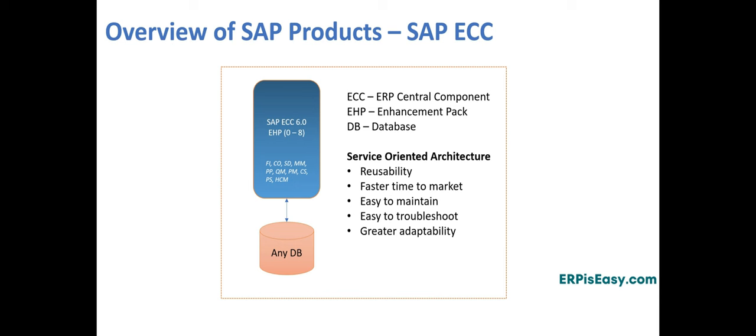The next product we are going to discuss is SAP Concur. SAP Concur is a cloud-based travel and expense management software. It was acquired by SAP in 2014 for $8.3 billion. SAP Concur offers three main functionalities: Concur Expense, Concur Travel, and Concur Invoice.